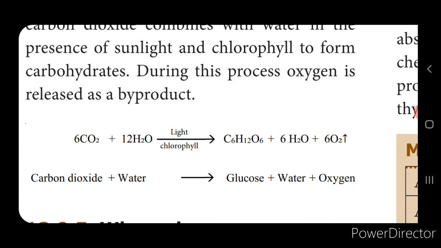In bud also it occurs. Now let's see the photosynthesis pigment. We said that chlorophyll is the green pigment which is responsible for the photosynthesis process. Let's go in detail about the pigments.